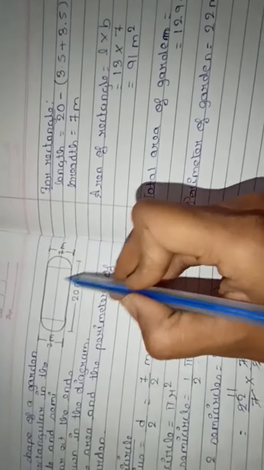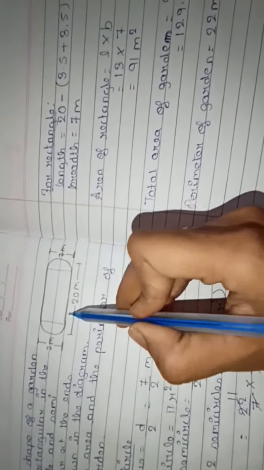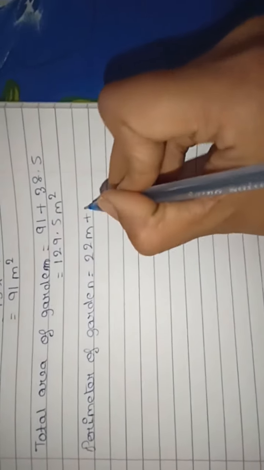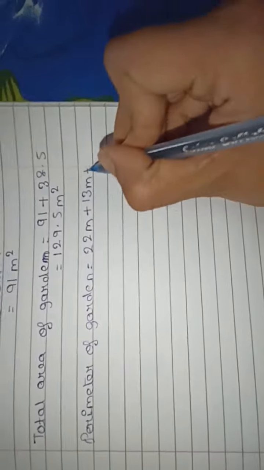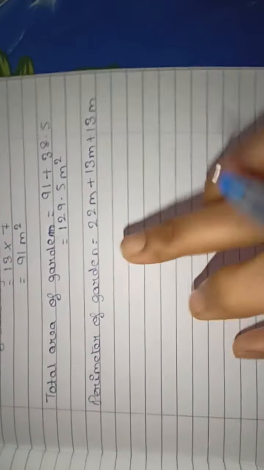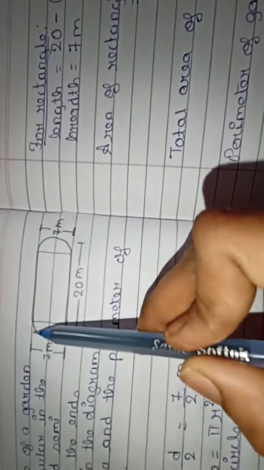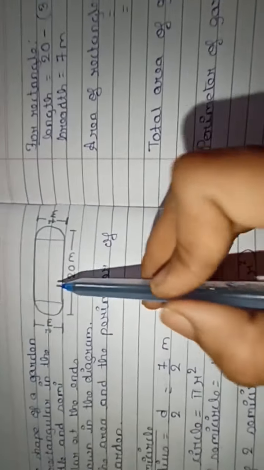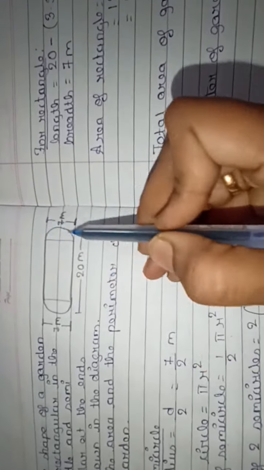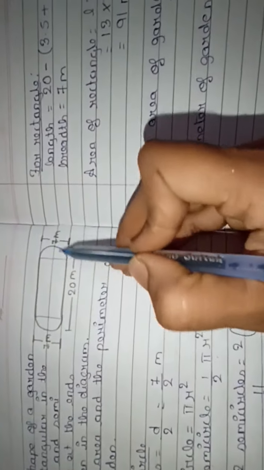These two lengths, this length is 13, so same here, 13. So plus 13 meter plus 13 meter. Again I will explain how I have got this. Perimeter of a garden means addition of all the boundaries, right? So what is the circumference of the semicircle that we have found? That is 22 meter. Okay, so this much and this much is done.